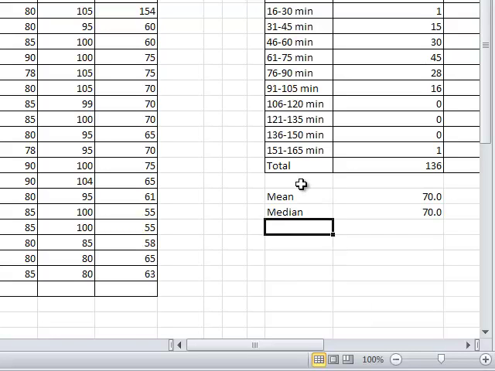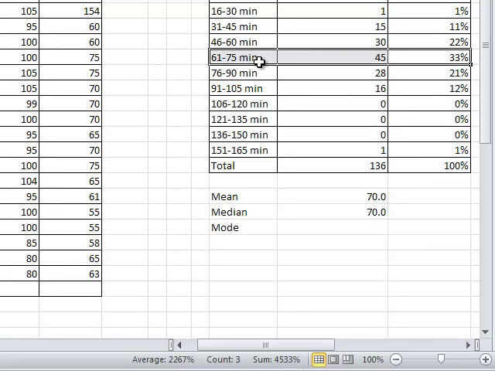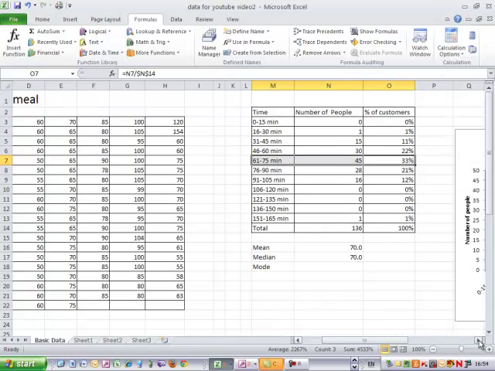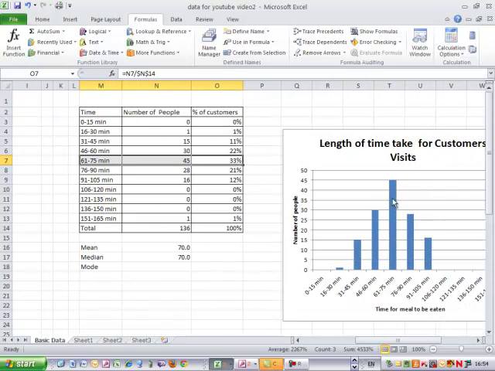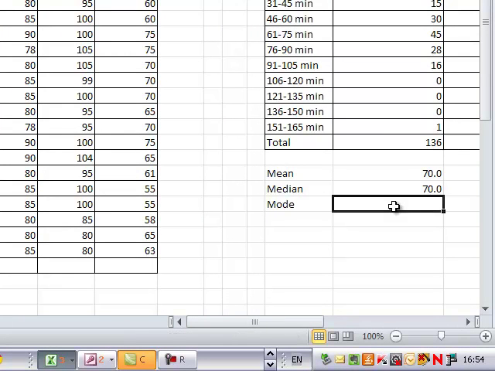And then we're going to calculate the mode. Now if we look at the data we have on the screen, the mode or the modal category, in other words the category that has the most number of people or the biggest percentage of people, you'll see is 61 to 75 minutes. That's the biggest category that we can see also on the chart, a large column in the middle. However, if we look at the individual data, there might be one particular time that occurs more frequently.